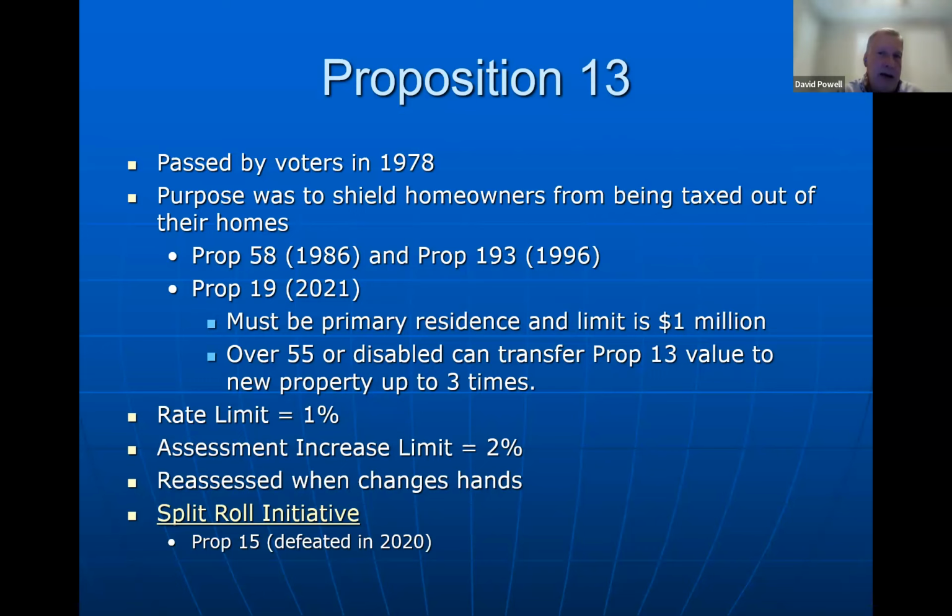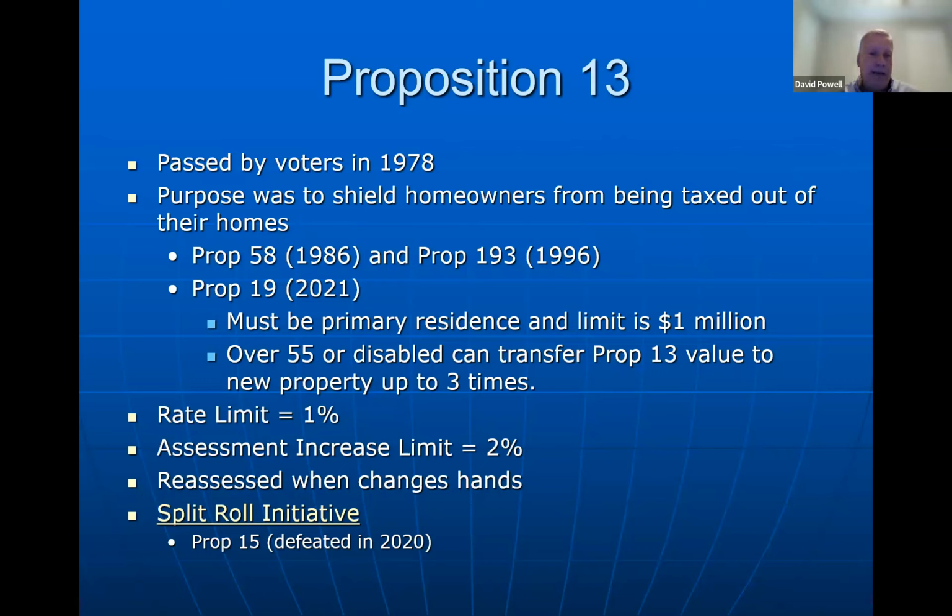Proposition 193 in 1996 then did the same thing, but for grandparents. And so if grandparents were selling a house to their child, or a grandchild was inheriting the house from the grandparents, then you didn't have to pay that higher assessed valuation. Then in 2021, just recently, we had Proposition 19. And with Proposition 19, we put some limitations on both Proposition 58 as well as Proposition 193.